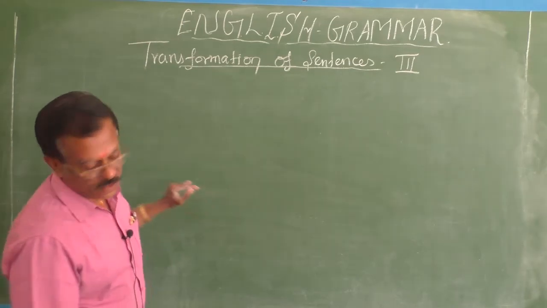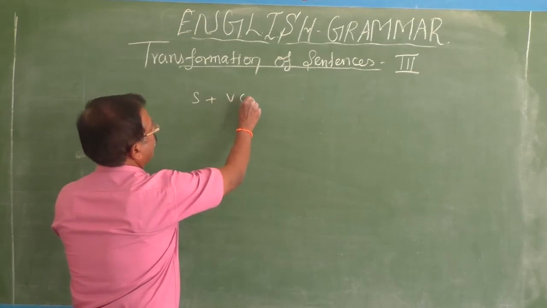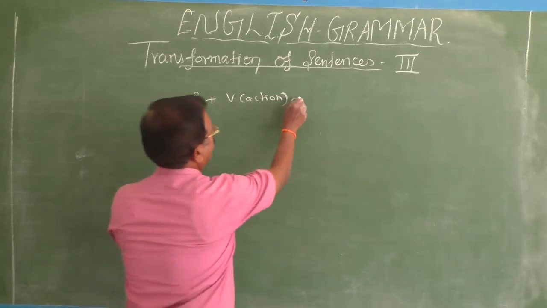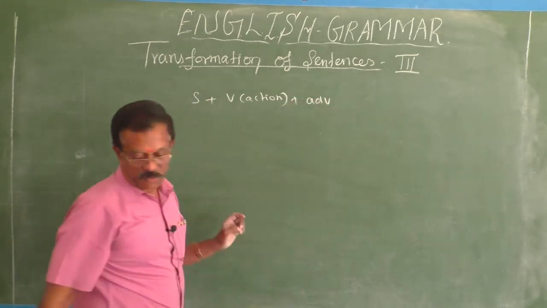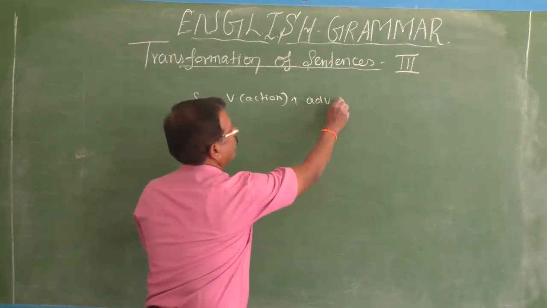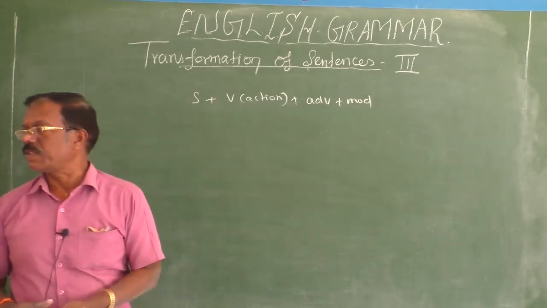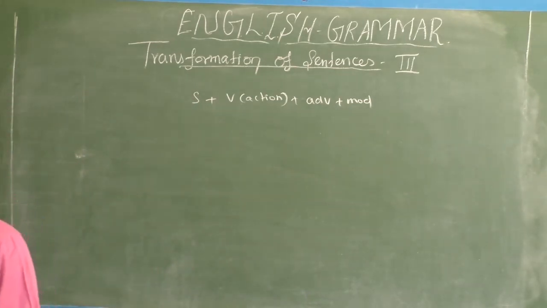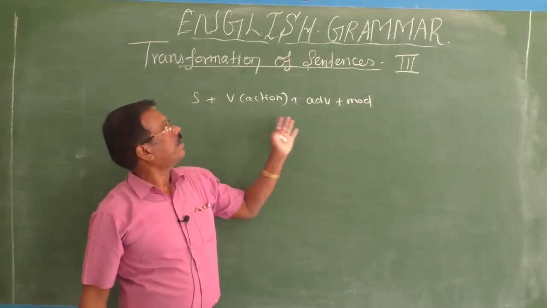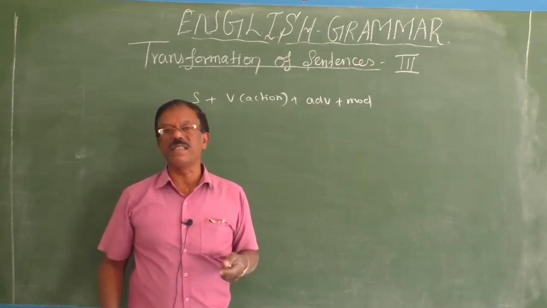For example, subject plus verb. Here the verb is an action word, plus adverb of manner. And sometimes you may have a modifier also. If you have such types of sentences, how can you change them? Let me explain. Subject plus action verb plus adverb plus modifier. For example, she sings beautifully.